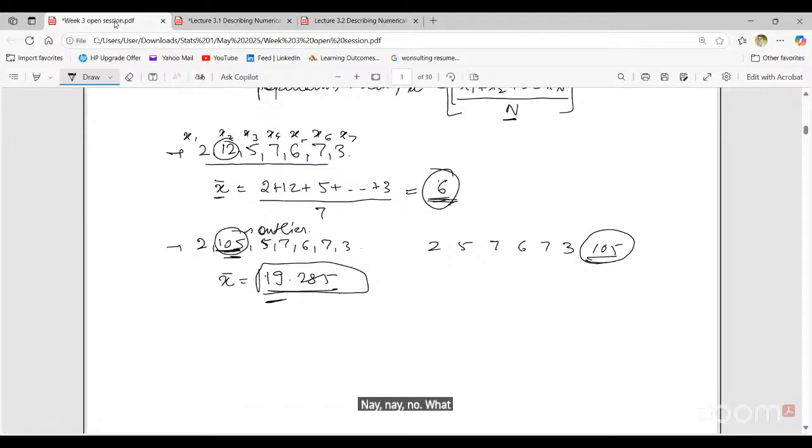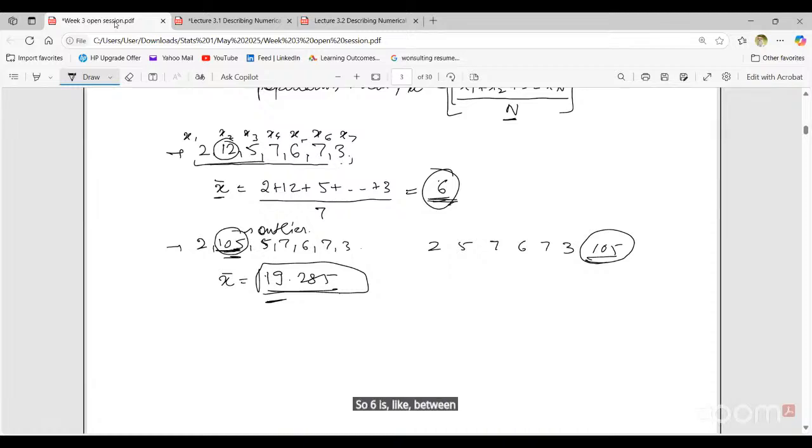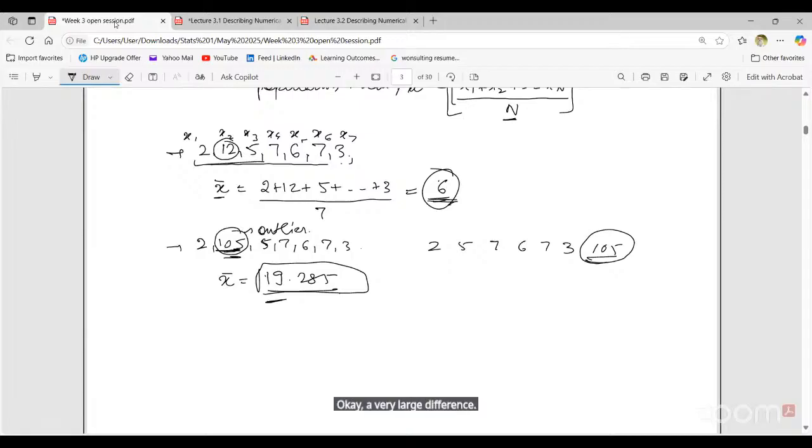See, the numbers are 2, 12, 5, 7, 6, 7, 3, so the mean is coming out to be 6. So 6 is between these values, right? The mean is coming out in this range only. But here my mean is coming out to be 19.285, so basically this very large number makes this difference.